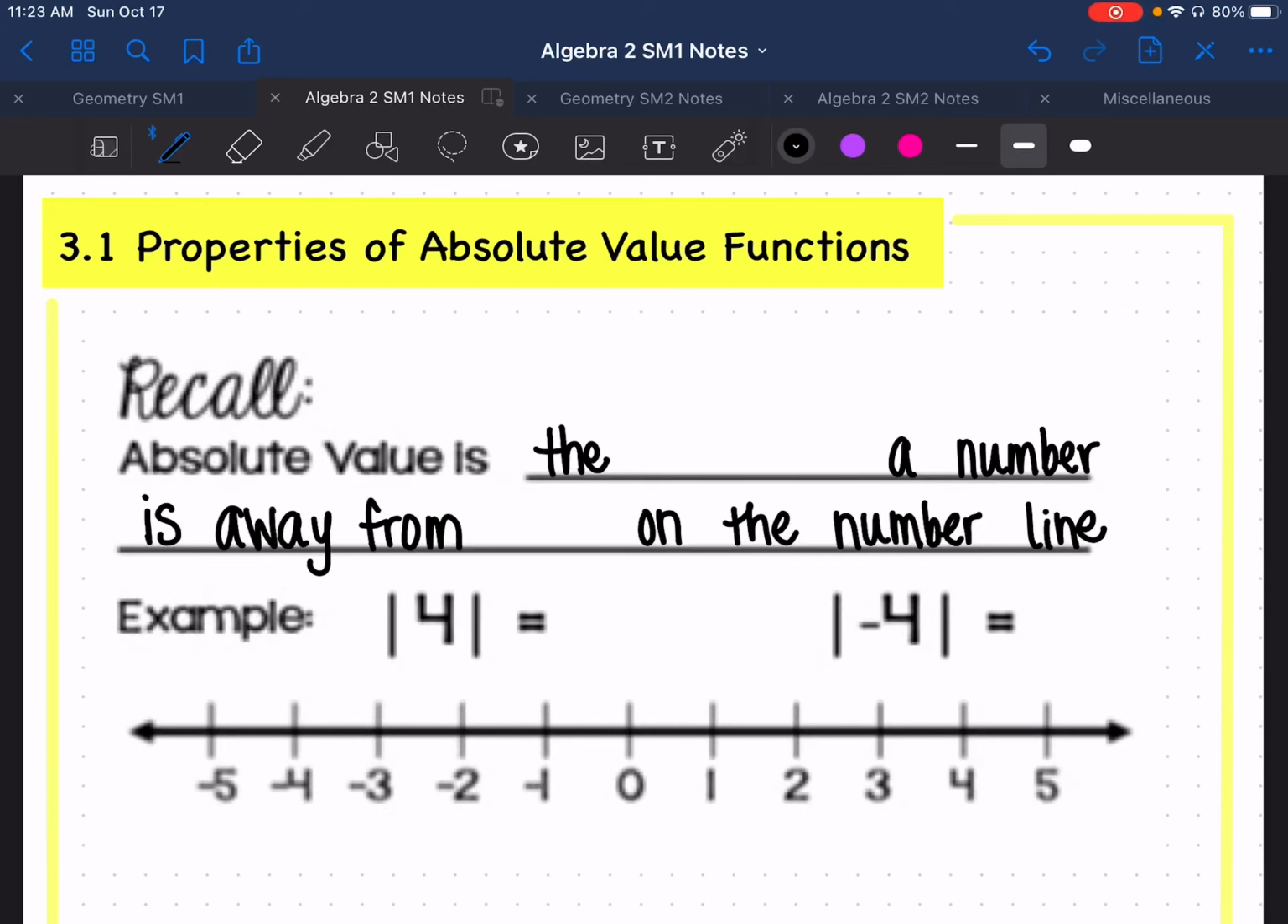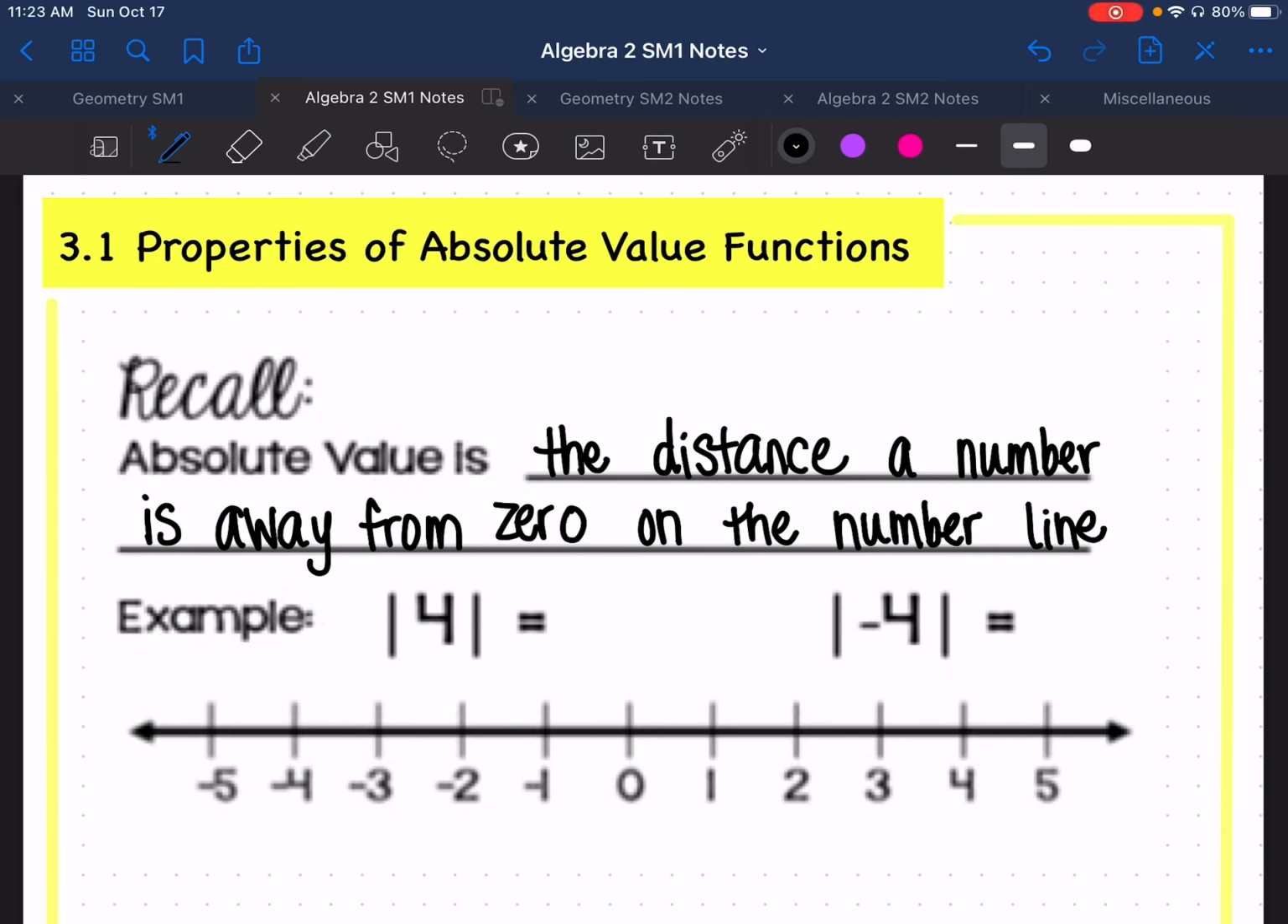Today's lesson is 3.1, Properties of Absolute Value Functions. Let's go ahead and recall the definition of the absolute value. The absolute value is the distance a number is away from zero on the number line.